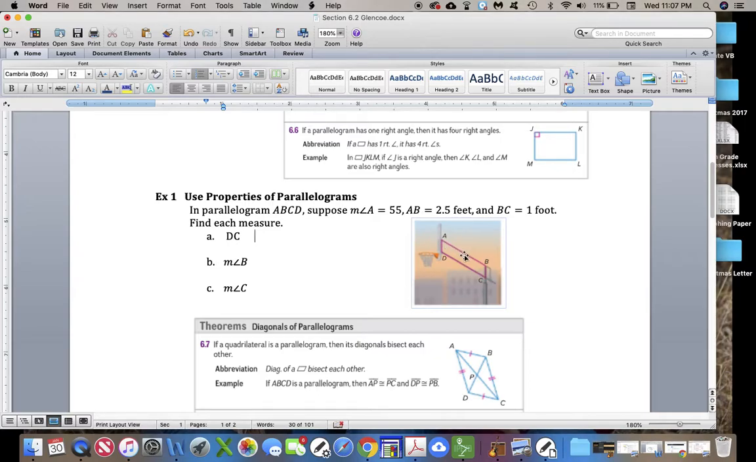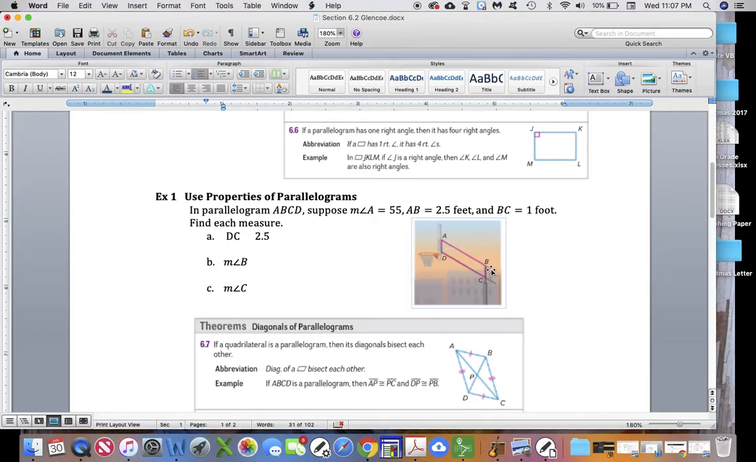Since this is a parallelogram, it should be exactly the same length as AB. So AB is 2.5, so DC is also 2.5. Okay, angle B is this little angle right here. The only angle that it gives me is angle A is 55. So I'm thinking, well, is B also 55?